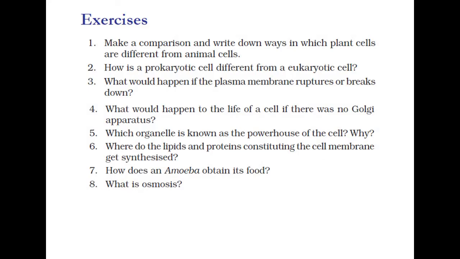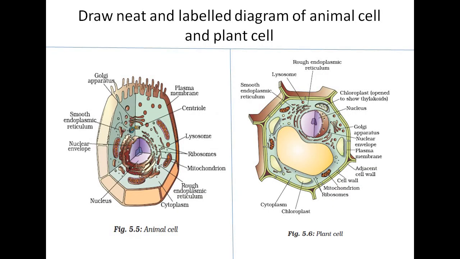So how many differences have we already learned? We have learned, first one is cell wall. Cell wall is present in plant cell, but it is absent in animal cell. Vacuole is present in plant cell, but it is absent in animal cell. Or if present, it will be very small. Nucleus is centrally placed in animal cell, but it is peripherally, sidewise, placed in the plant cell.